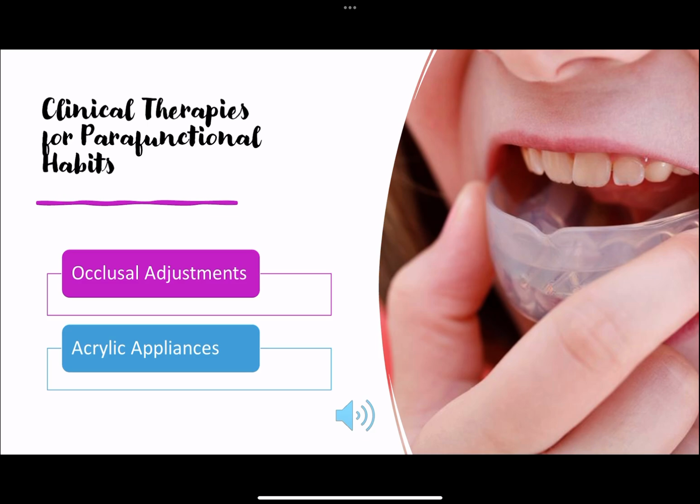And then the acrylic appliances. So the dentist can fabricate an acrylic appliance known as an occlusal appliance, and these can also be called occlusal splints or even a night guard, and these protect the teeth when trauma is the result of bruxism.